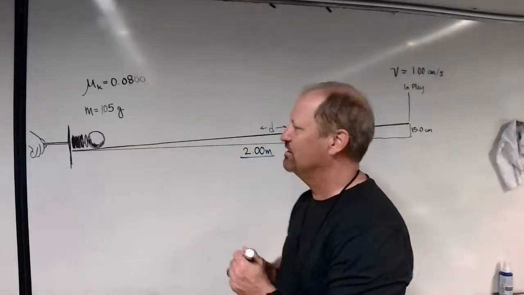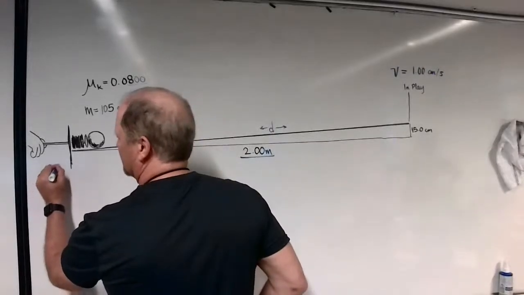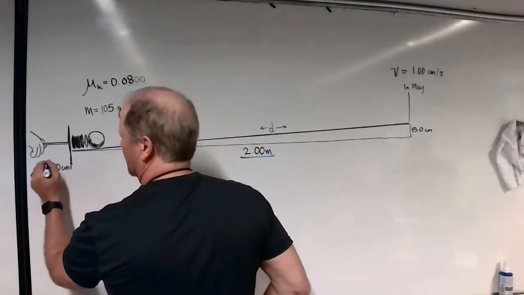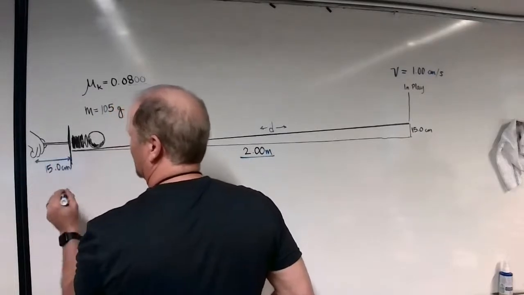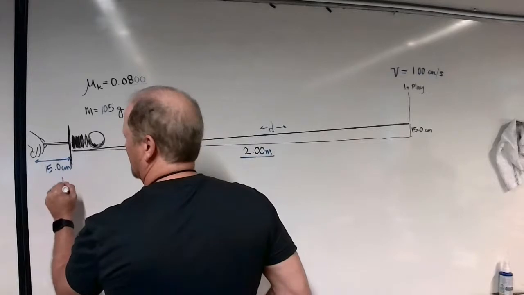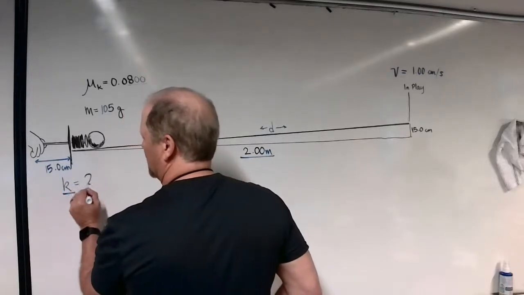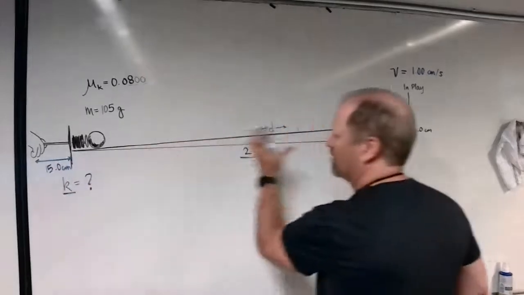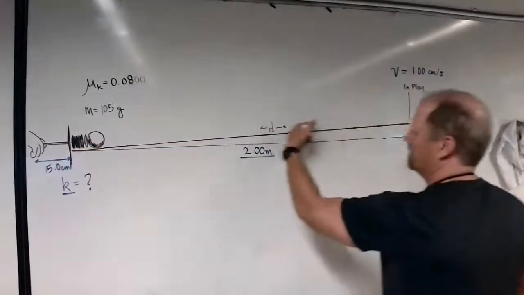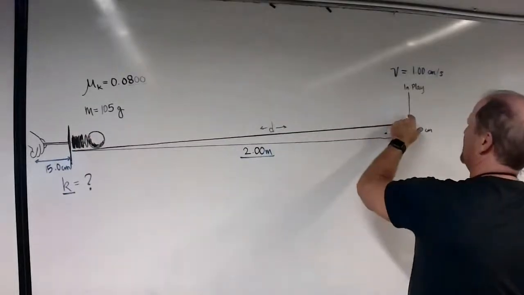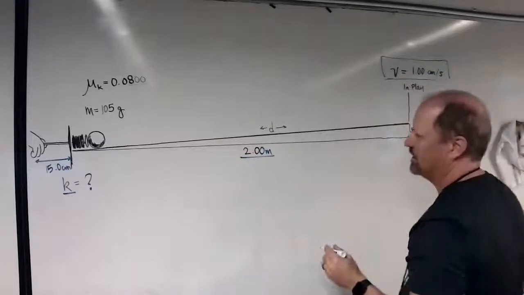So the question is, if this is pulled back 15.0 centimeters, so the stretch is 15 centimeters, what is the k value of the spring for this to all work? So that the pinball is launched, it rolls up the ramp, and it's barely in play at this point, meaning the velocity is 1 centimeter per second.